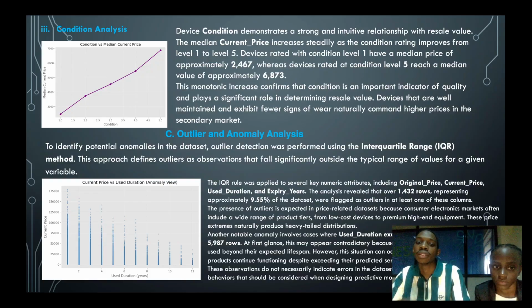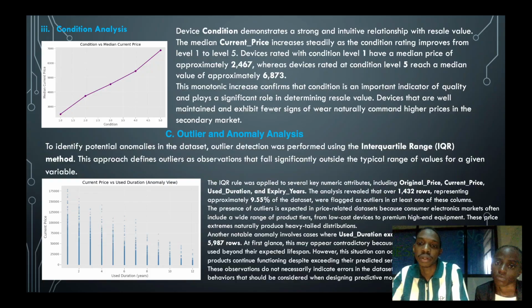So devices rated with condition level 1 have a median price of approximately 2,500, whereas devices rated at condition 5 reach a median of approximately 6,800. So this monotonic increase confirms that condition is an important indicator of quality and plays a significant role in determining resale value.